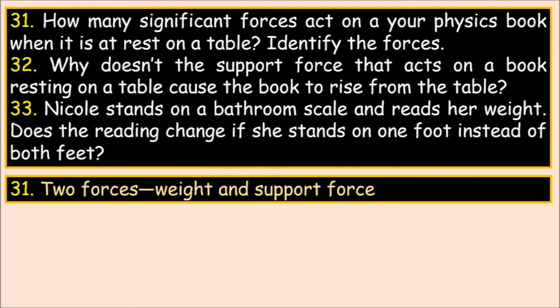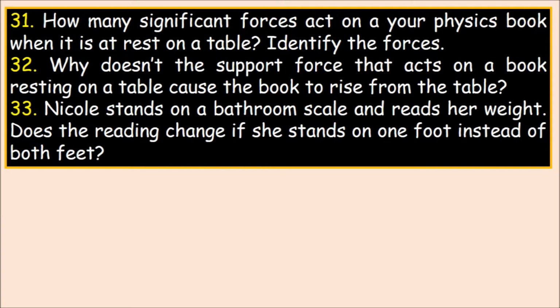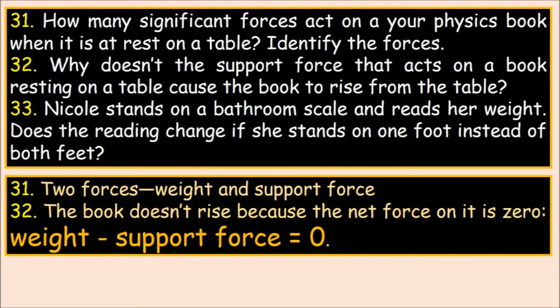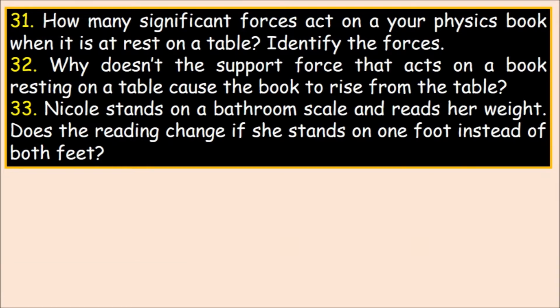Why doesn't the support force that acts on the book resting on the table cause the book to rise from the table? Because it's counterbalanced by the weight. The weight equals the normal force. The book doesn't rise because the net force on it is zero. Weight minus support force, or normal force, equals zero.